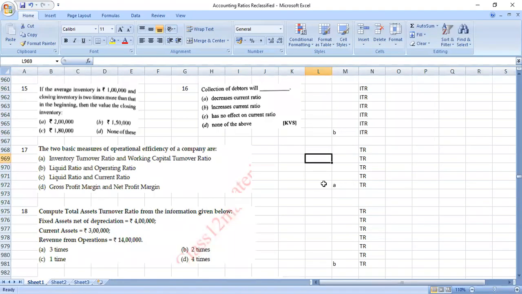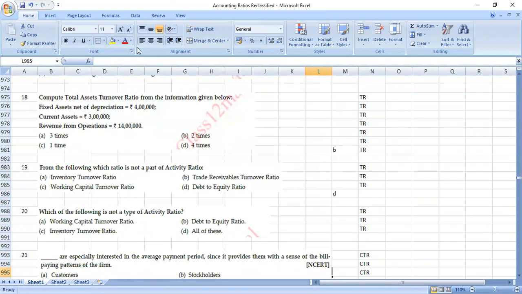Compute total asset turnover ratio from the information given below. You have fixed assets net of depreciation 4 lakh, current assets of 3 lakhs, revenue from operation of 14 lakh. Total asset turnover ratio is revenue from operation divided by whatever it is. If it's working capital turnover ratio, then it will be working capital. In this case, it is total assets turnover ratio, so it will be total assets. Revenue from operation divided by total assets. So 14 lakhs divided by total assets, which is 7 lakhs. So that will be 2 times, the correct answer.